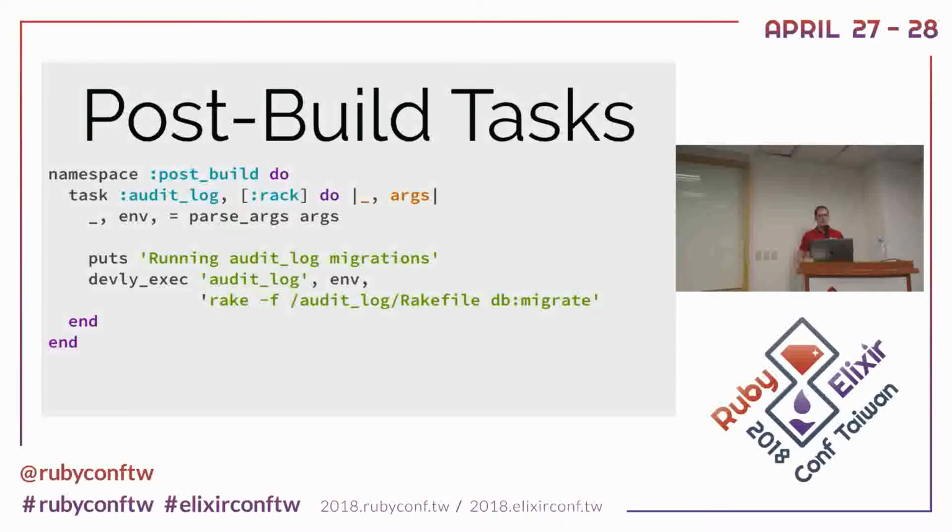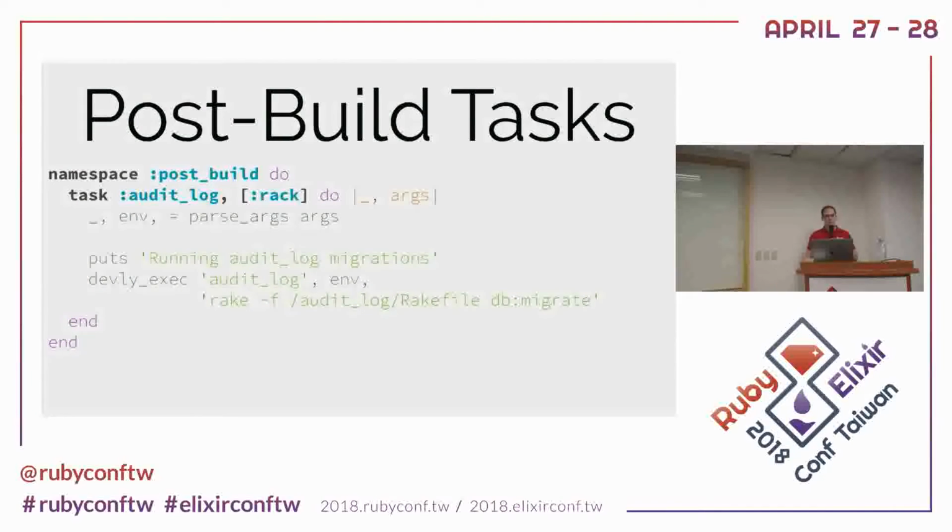Post-build tasks live in the Devly library and are built as rake tasks that devly up runs. The tasks live in the post-build namespace. The task is named the same as the service it will run for. The rack argument allows Devly to run migrations on the correct service if you have multiple copies running in different racks at the same time.